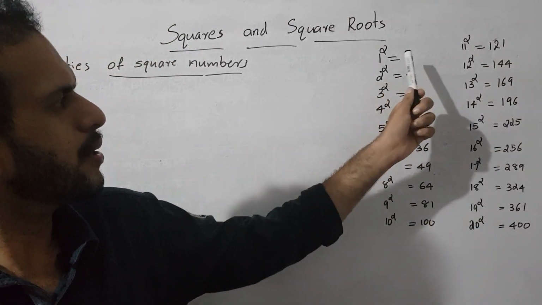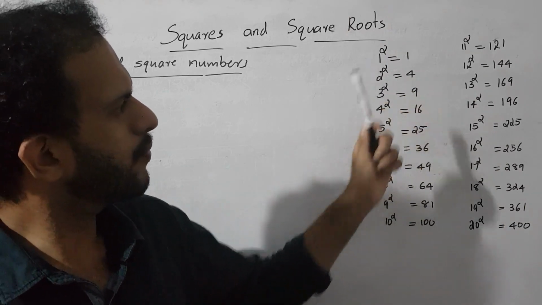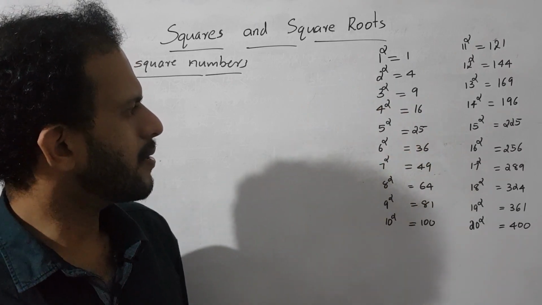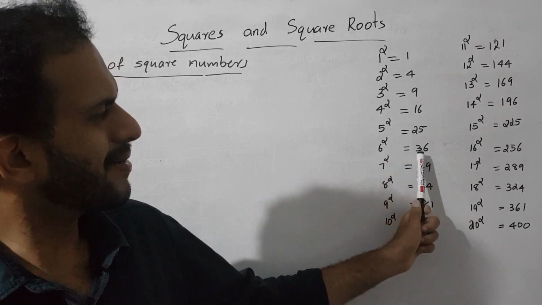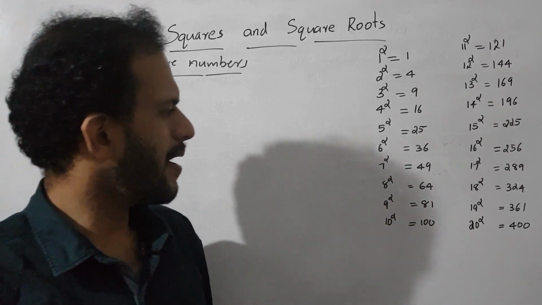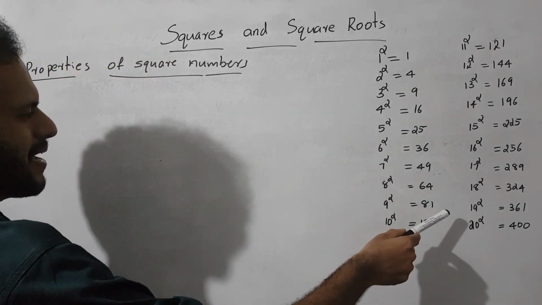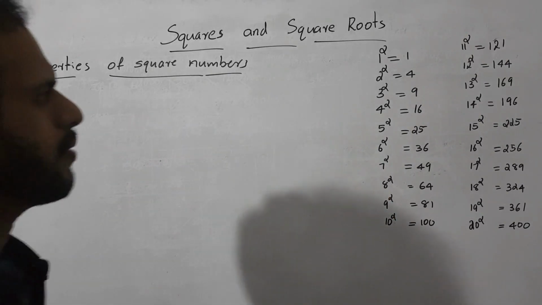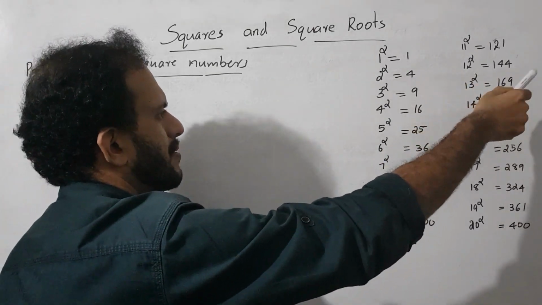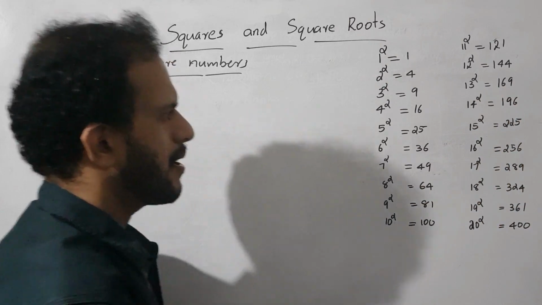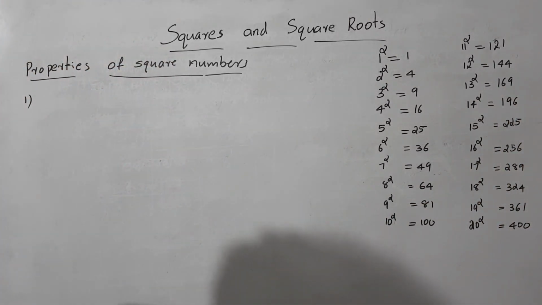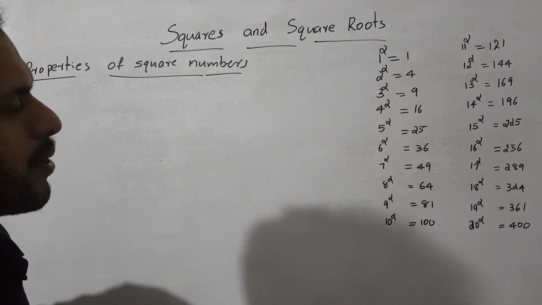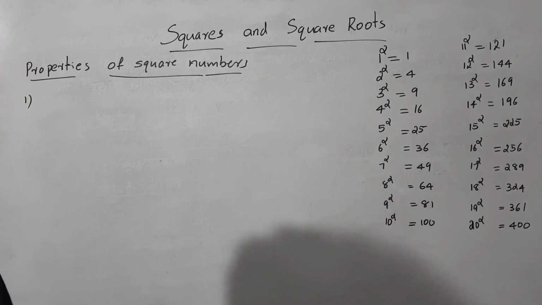1 square is equal to 1, 2 square is 4, 3 square is 9, 4 square is 16, 5 square is 25, 6 square is 36, 7 square is 49, 8 square is 64, 9 square is 81, 10 square is 100, 11 square is 121, 12 square is 144, 13 square is 169, 14 square is 196, 15 square is 225, 16 square is 256, 17 square is 289, 18 square is 324, 19 square is 361, 20 square is 400.